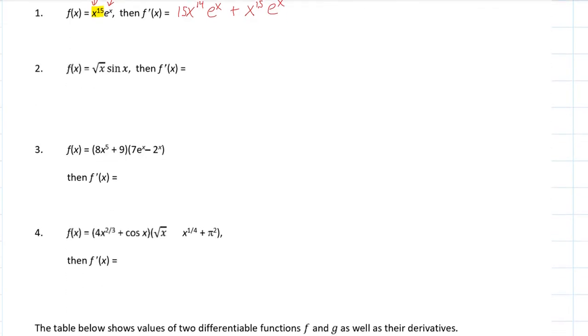Next one, square root of x times sine x. Okay, first thing I'm going to do with the square root of x, I'm going to rewrite it as x to the 1/2 times sine x. The derivative of the first, that's the derivative of x to the 1/2. Drop the 1/2 down in front. Multiply it by x. Subtract 1 from the exponent. That's the derivative of the first, times the second, sine x, plus the first, which was x to the 1/2, times the derivative of sine, which is cosine of x.